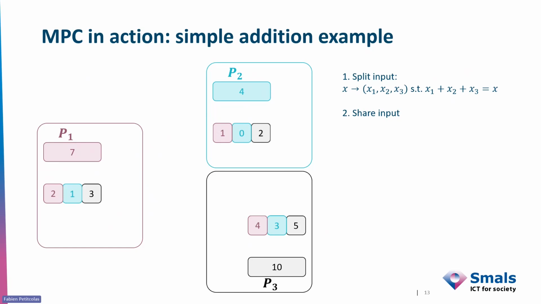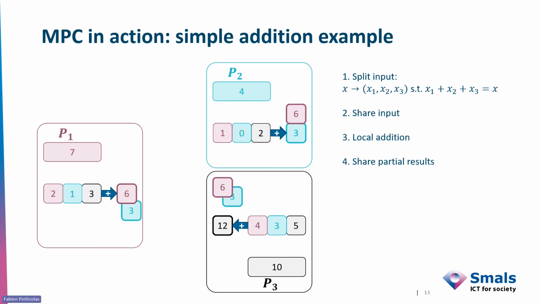Next step is to do the local computation, and we're going to do a local addition. So each participant will compute the sum of their partial input. So 2 plus 1 plus 3 is 6, 1 plus 2 is 3, and 4 plus 3 plus 5 is 12. And so now we have three partial computation results, so 6, 3, and 12. Next step is to share these partial computation results with the other participants.